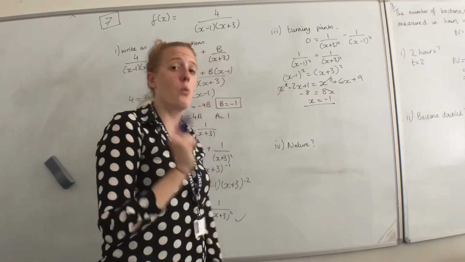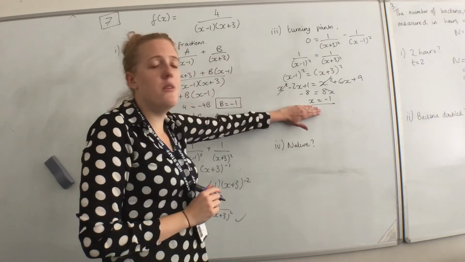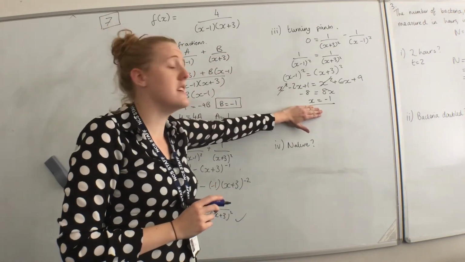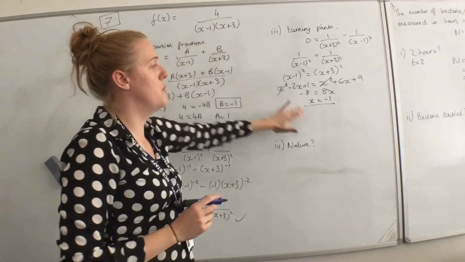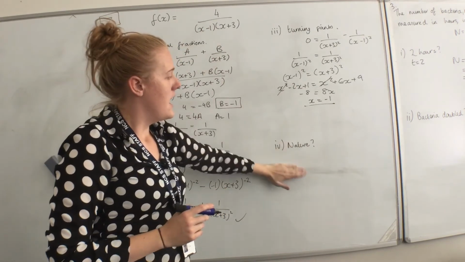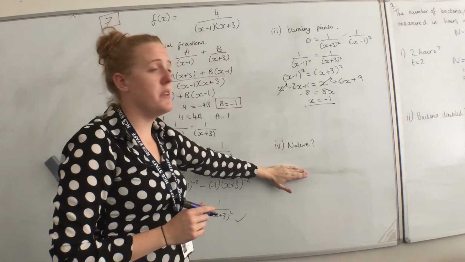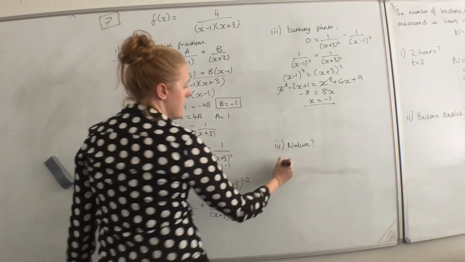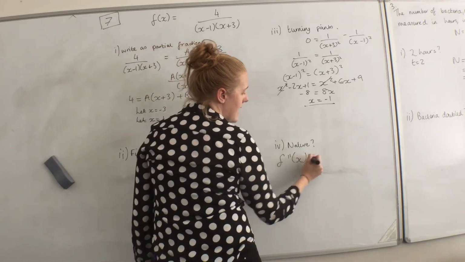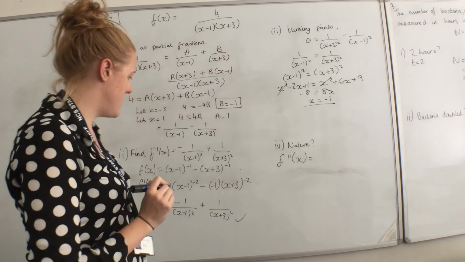So that means we've only got one turning point. The question only asked us to find the x coordinate, so we didn't need to substitute it in to the original, we could have left it at that point. Last part of the question asked us to determine the nature, so we know we need to find f double dash x in order to determine the nature of a turning point.